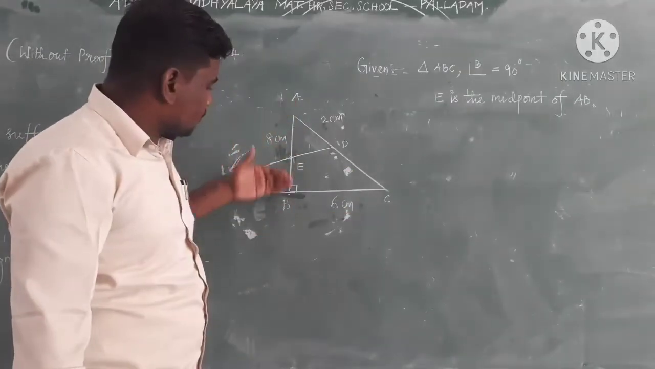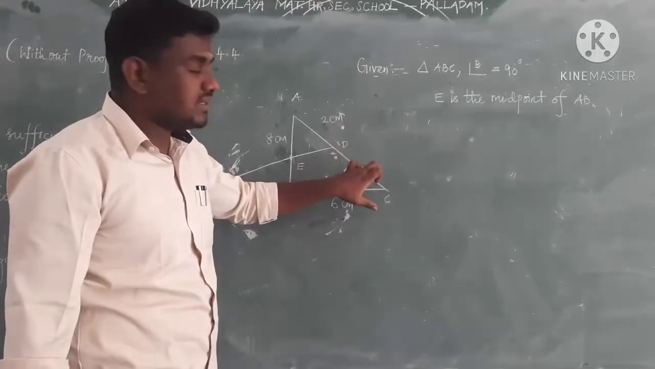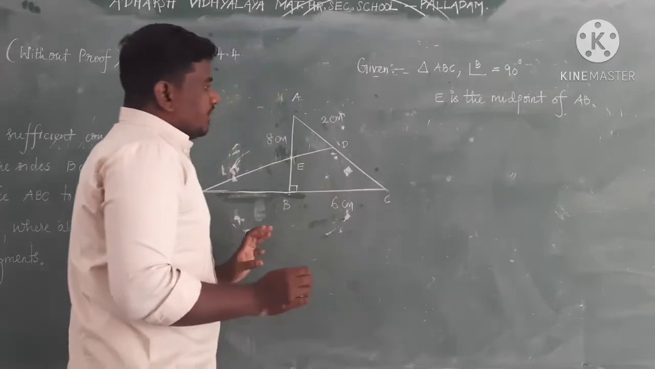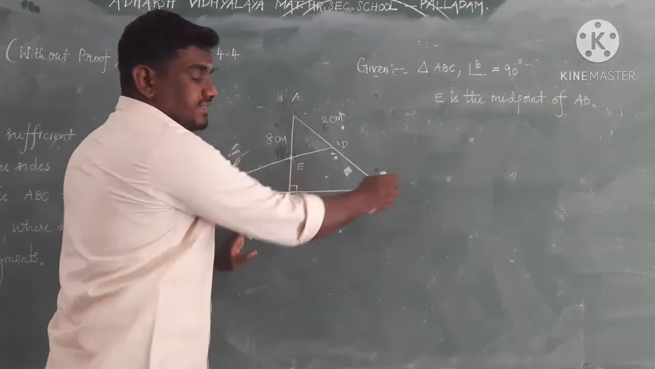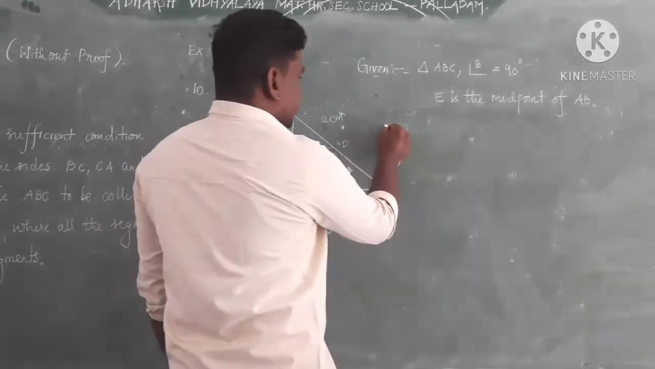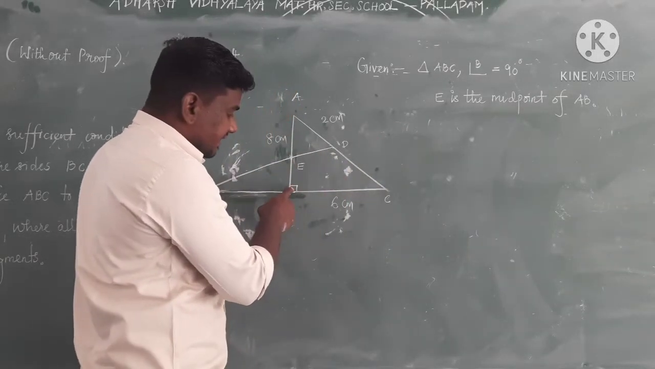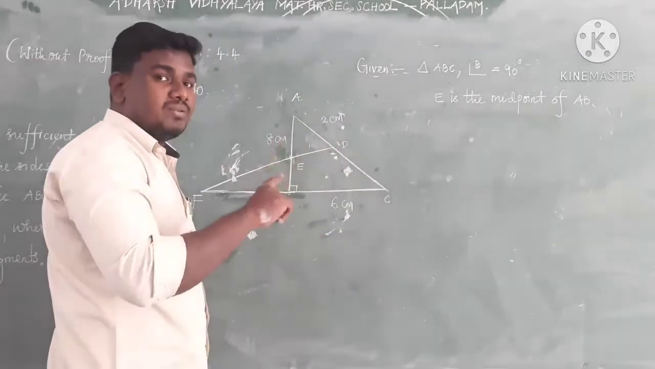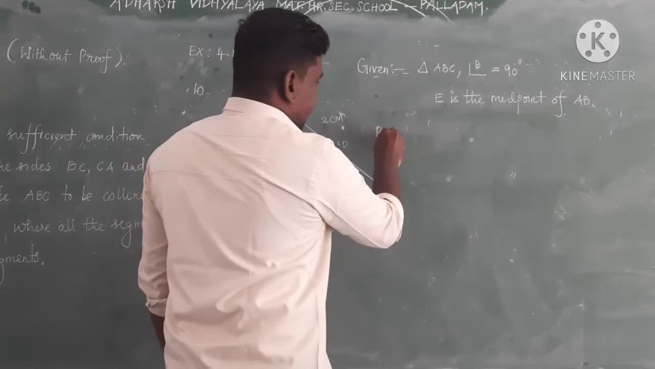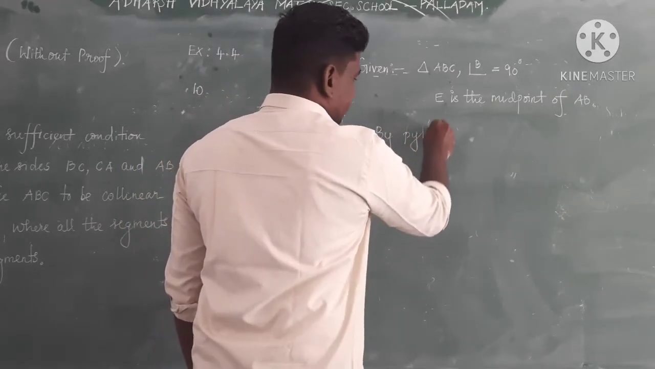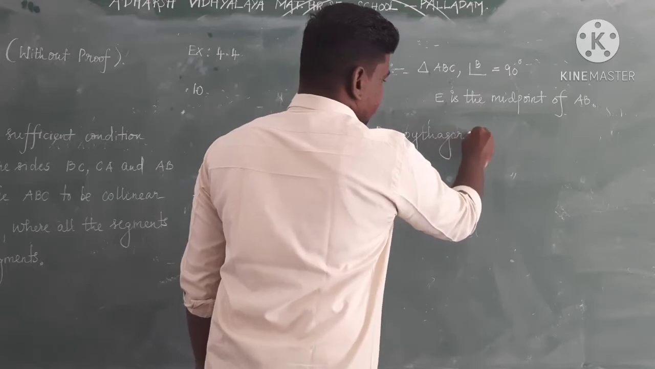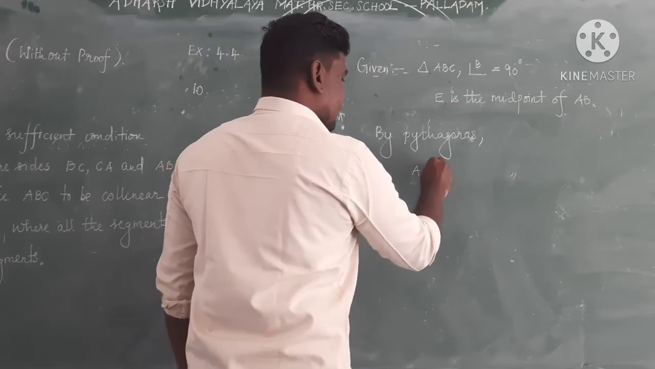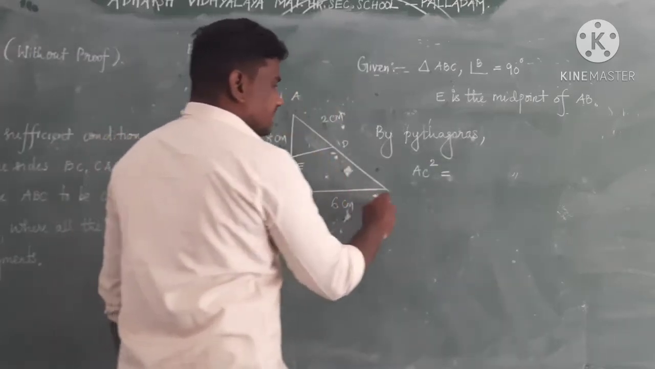By using these two sides, we can find the length of the third side by the Pythagoras theorem. First I am going to find the length of the third side AC, by using Pythagoras theorem, because this is 90 degrees. If it is 90 degrees, its opposite side is the hypotenuse. Hypotenuse square is equal to the sum of squares of the other two sides. So by Pythagoras theorem, we can take AC square is equal to AB square plus BC square.